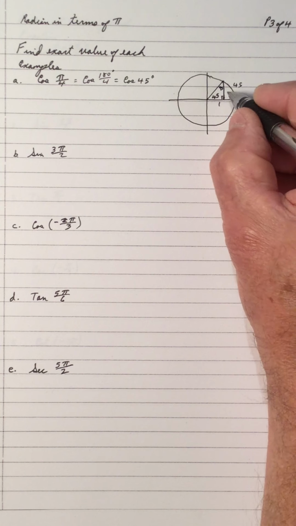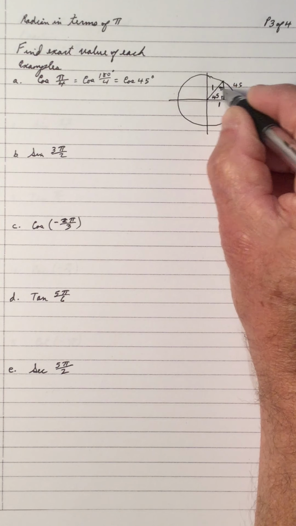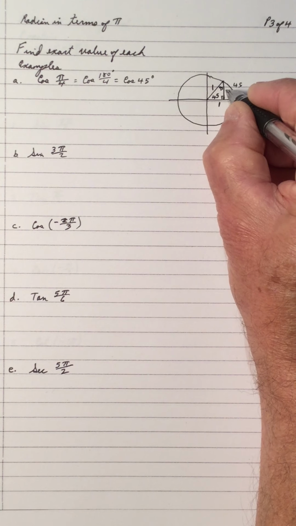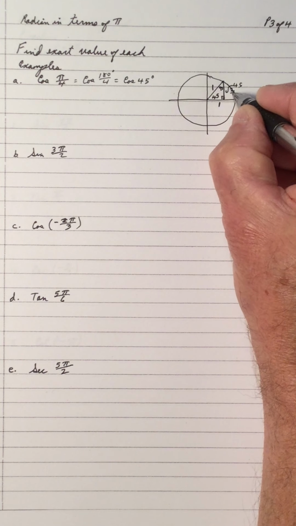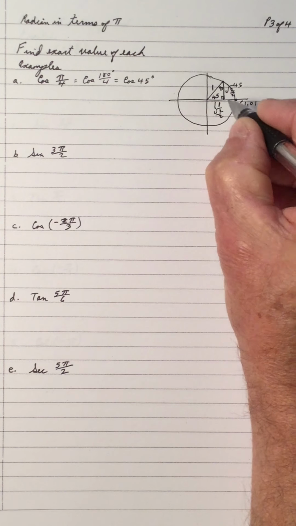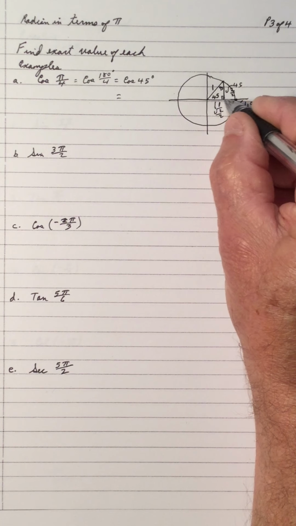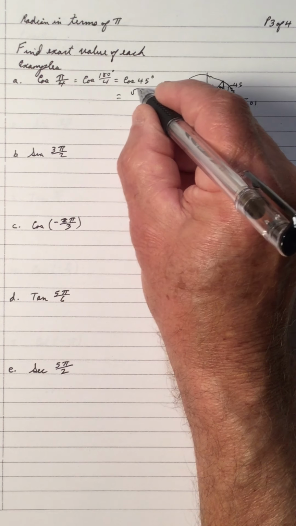And so the triangle has, notice the radius is 1, so the hypotenuse is 1. So this side here is root 2 over 2. And this side right here is root 2 over 2. And cos is the x, and the x is along here, so x is root 2 over 2.